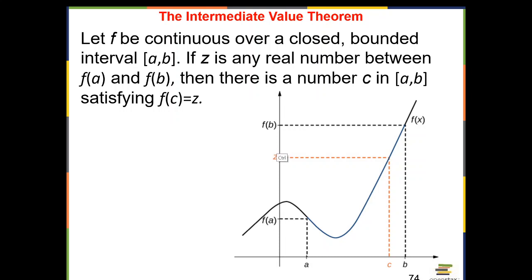So that's the intermediate value theorem. There has to be a point here such that f of c equals that number. You can pick any number. Let's say you pick this one. Then there has to be a c such that f of that c equals that number. So that's the intermediate value theorem.